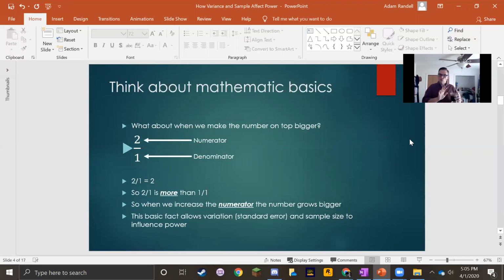But I wanted to get everybody's mind fixed on this basic feature of semi-simple math. Again, just to review, when we increase the denominator, the bottom number, the quotient gets smaller. When we increase the numerator, the top number, the quotient gets bigger.